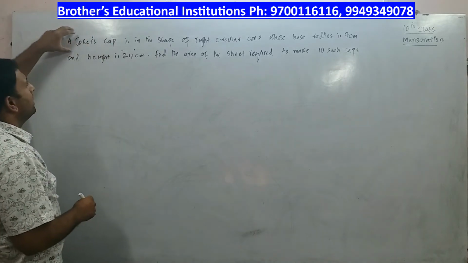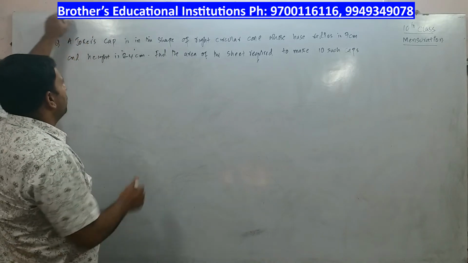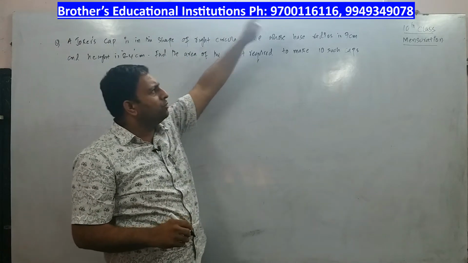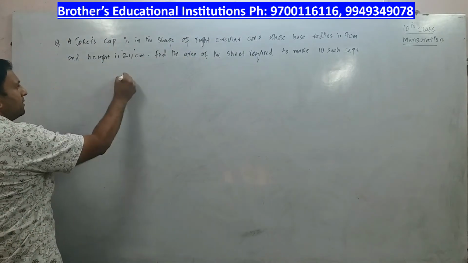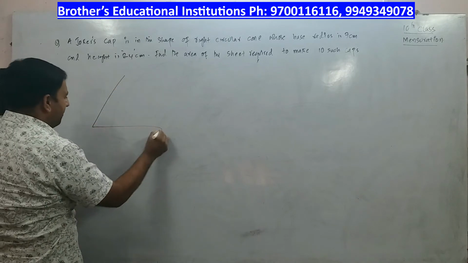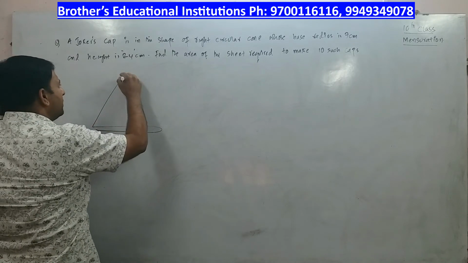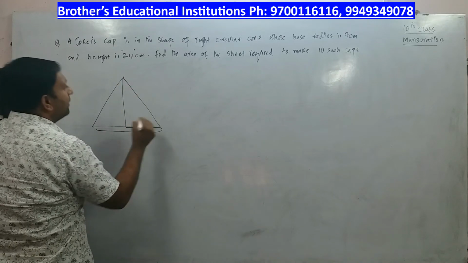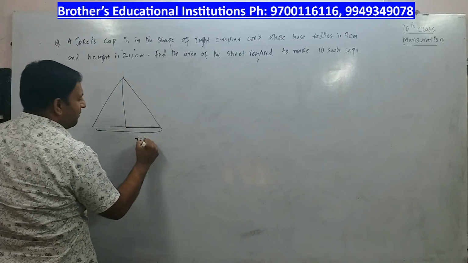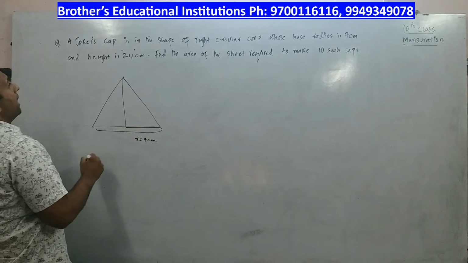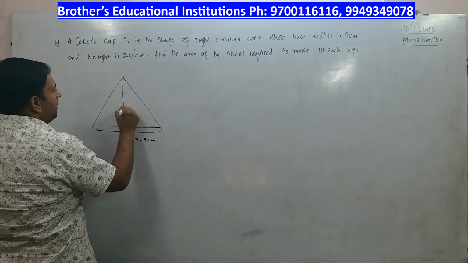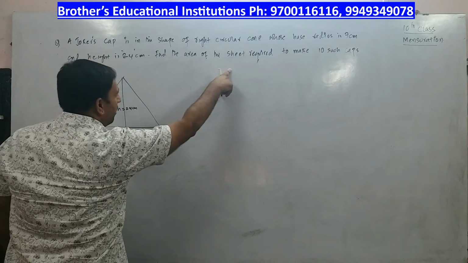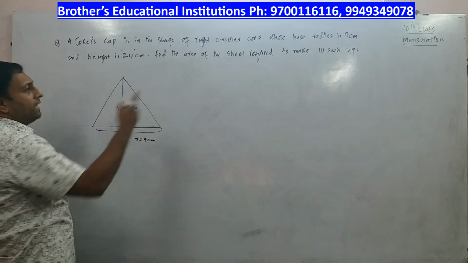Let us continue. A joker. Let me read the question for you. A joker's cap is in the shape of a right circular cone whose base radius is 7 centimeters. So let me draw the joker's cap. Its radius is 7 centimeters and the height h is 24 centimeters. Find the area of the sheet required for 10 such caps.